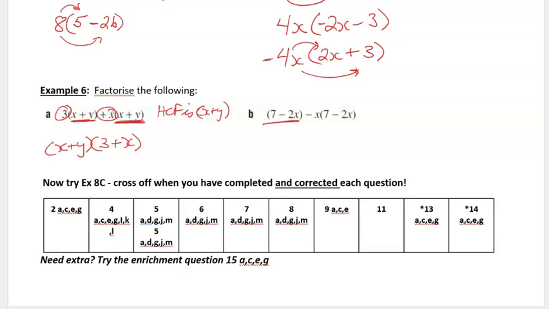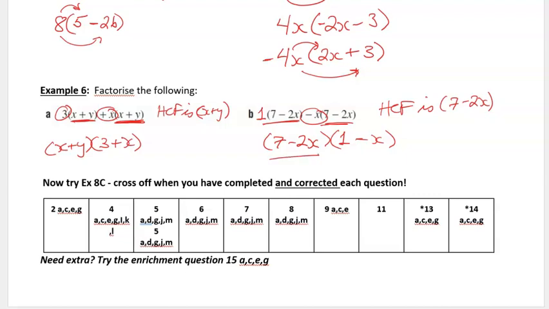Same dealie over here. The highest common factor is actually going to be the binomial 7 minus 2x. And the way we write it out is, don't forget here, we've got first our highest common factor. They both are being multiplied by 7 minus 2x. But here we have a minus x, so we're going to have something minus x. And what are we going to have in the first place? Remember, how many 7 minus 2x is there? 1. There's an invisible 1 in there. So we expand that one out to be 7 minus 2x is our highest common factor times 1 minus x. Love it.